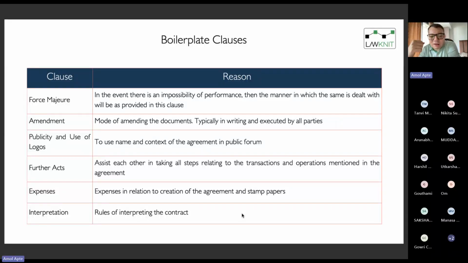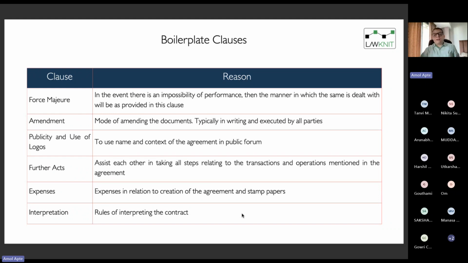Then comes amendment. How you want to amend the document, how you want to make modifications to the document at a future date, is captured in this clause. Then publicity and use of logos, etc. Whenever two commercial parties are entering into a contract, they both have their own trademarks and their own logos, and then there may be some limited usage.